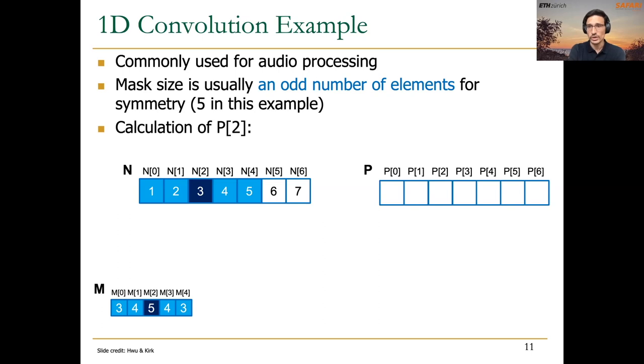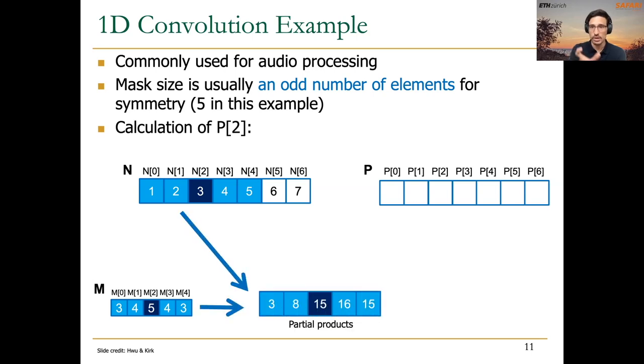And we have to calculate the elements of the output. In this case, the output is the array P. So let's first see how to calculate the element P2. To calculate the element P2, what we have to do is place the mask on top, centered on the element N2, and we perform first of all partial products. Observe that here what we are doing is multiplying each element of the input array, and this N0 is multiplied by M0 and the result is 3.